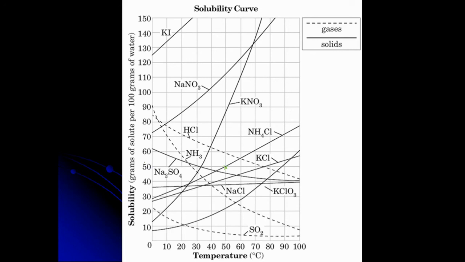Now, if you got a problem that said you needed to know how much ammonium chloride would dissolve in 50 grams of water at 50 degrees C, then you would have to think in terms of a proportion. If 50 grams of ammonium chloride will dissolve in 100 grams of water, and you cut the amount of water in half to 50 grams, then half the amount of ammonium chloride would dissolve. That would be 25 grams that would dissolve in 50 grams of water at that same 50-degree temperature.